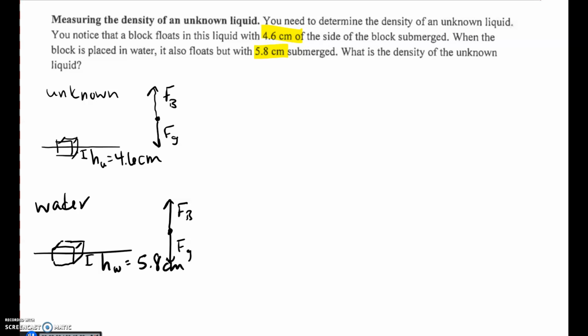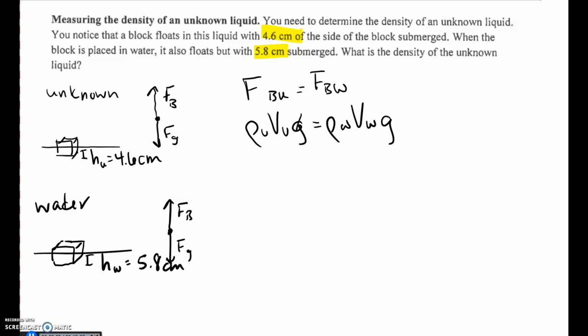So the buoyant force for the unknown liquid is equal to the buoyant force for the water. All right, so let's apply the formula for buoyant force. For the unknown liquid, we have the density of the unknown liquid, times the volume displaced of the unknown liquid, times gravity, acceleration due to gravity, excuse me. And similarly for the water. All right, so what's nice here is we don't have to worry about the gravitational accelerations.